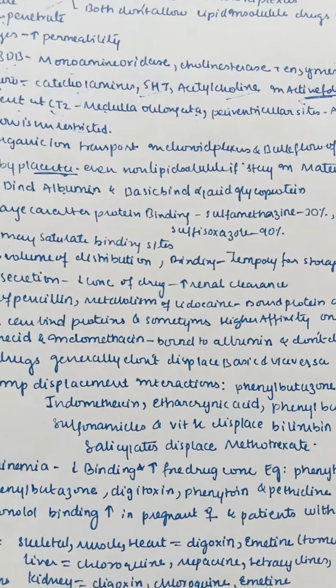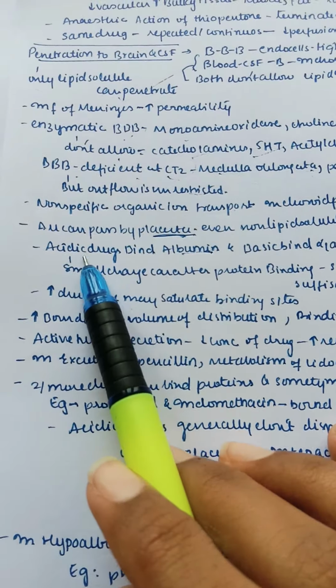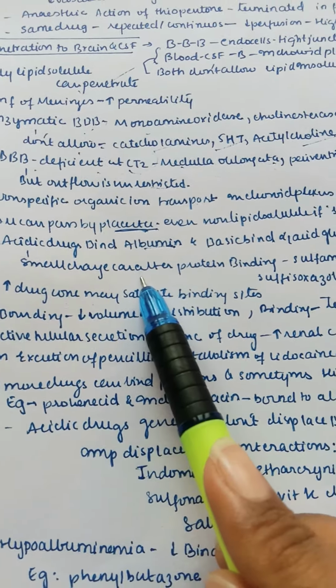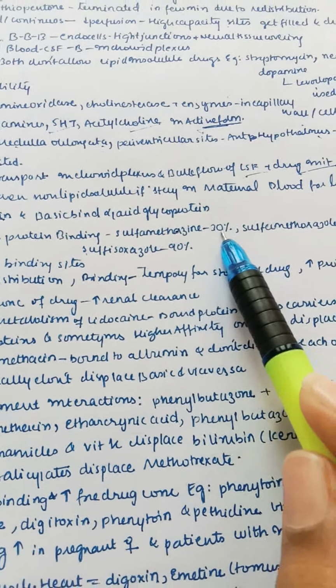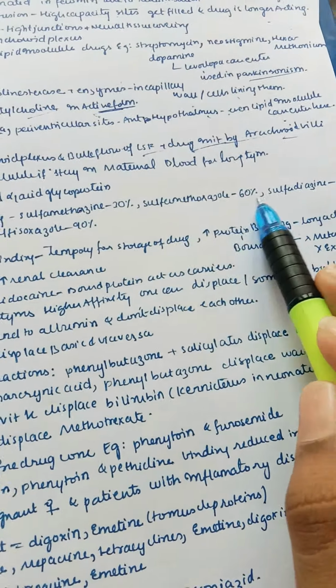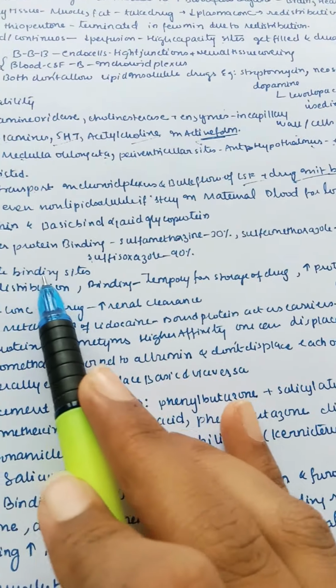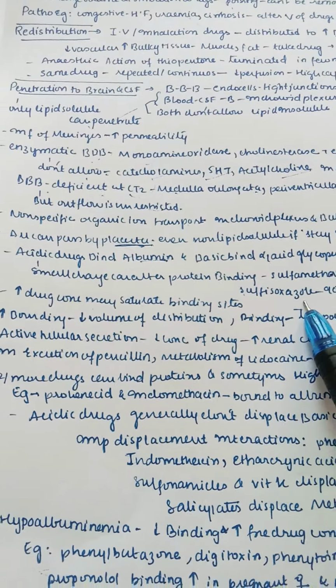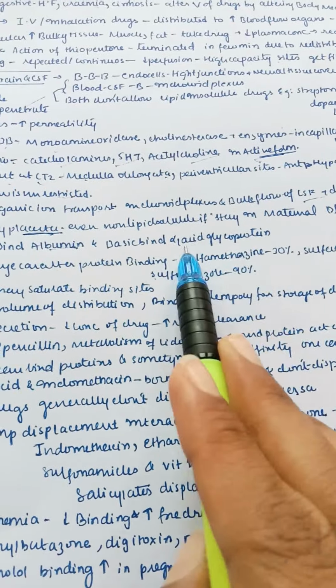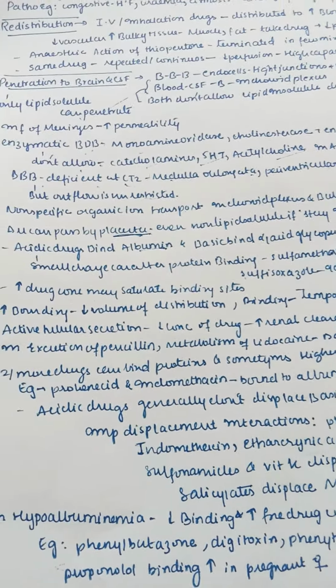So we have acidic drugs which have a small charge and can alter the protein binding, like sulfamethazine 30%, sulfamethoxazole 60%, sulfadiazine 50%, sulfisoxazole 90%. And basic drugs are bound to alpha-1 acid glycoprotein. We have discussed this already.